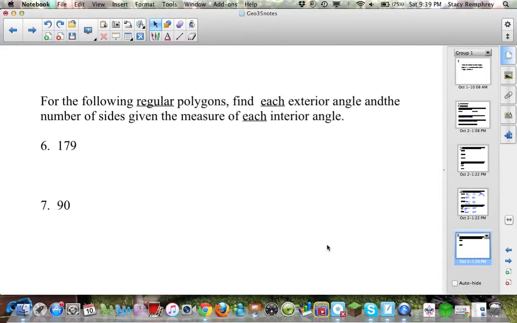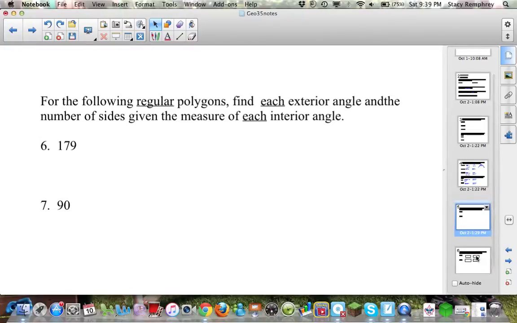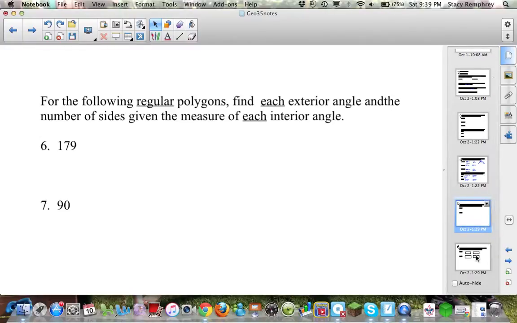In the next one, again, I'm going to ask you to work on these, then push pause. This time I gave you the measure of an interior angle. Notice it's a little different. Interior angle, your job to find the exterior and the number of sides. So give that a try and push play when you come back.